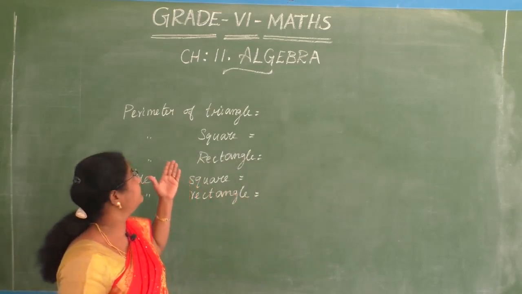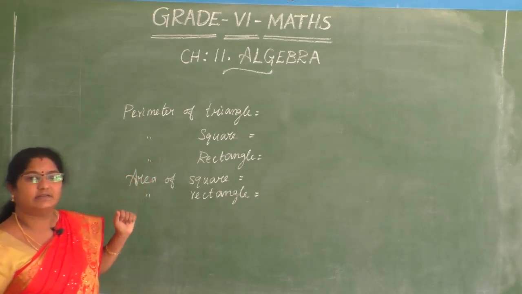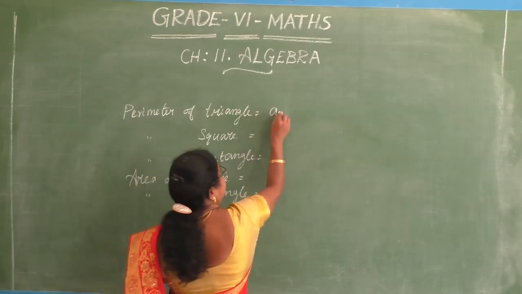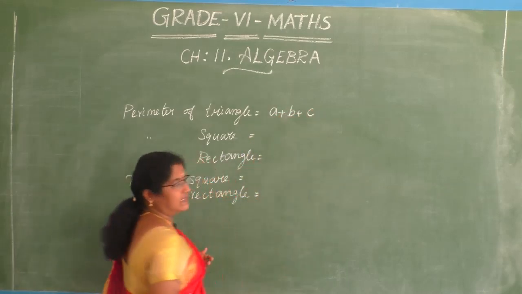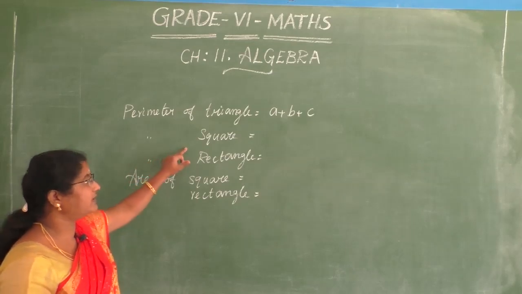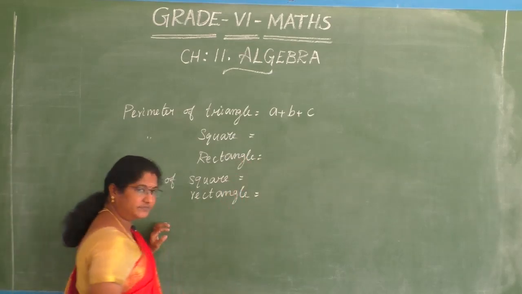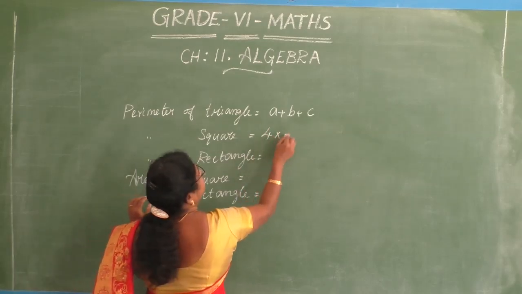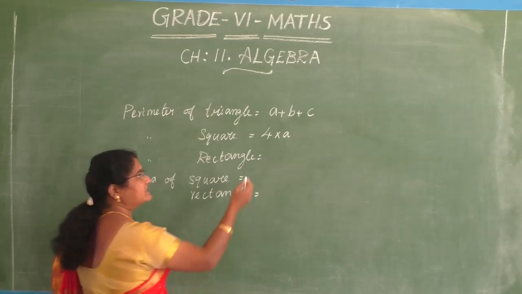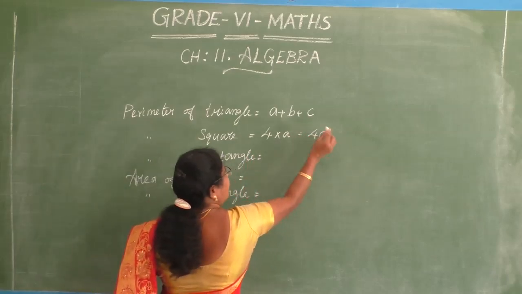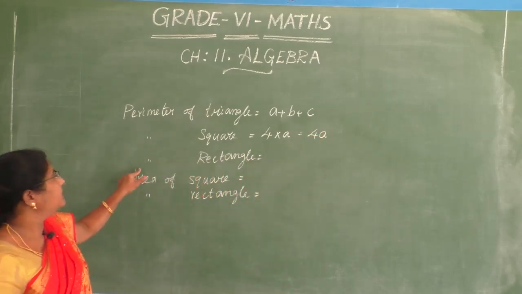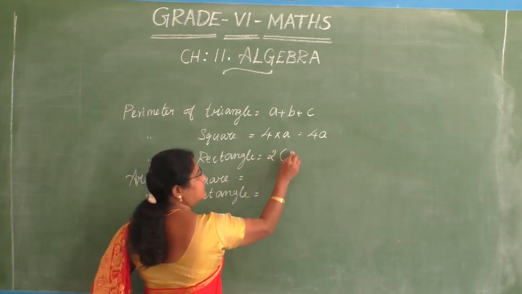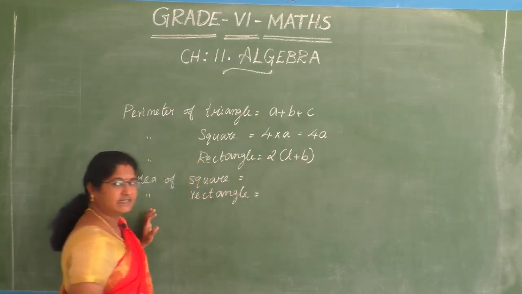Okay, see, what are they? Perimeter of triangle. What is perimeter of triangle? Sum of all the sides, that is A plus B plus C. Perimeter of square. Perimeter of square formula. Do you remember? 4 into A, 4 into side, that is 4 into A, or we can write it as 4A, isn't it? Perimeter of rectangle. Perimeter of rectangle is 2 into (L plus B), isn't it?